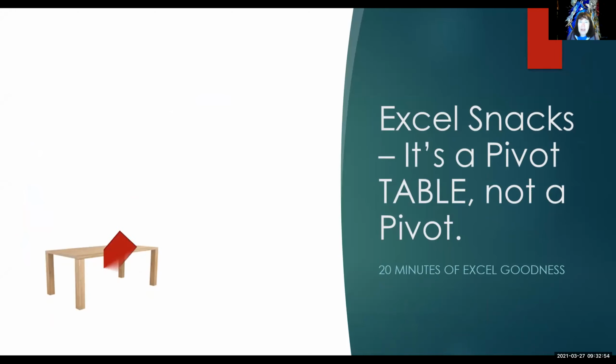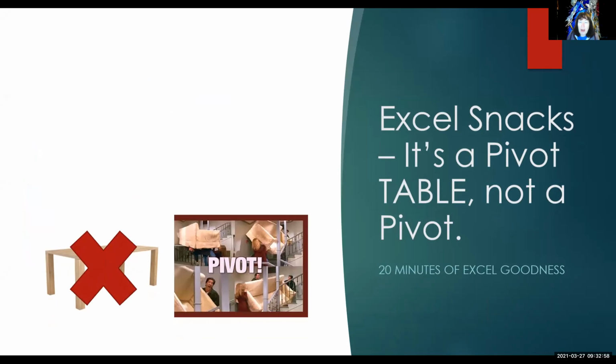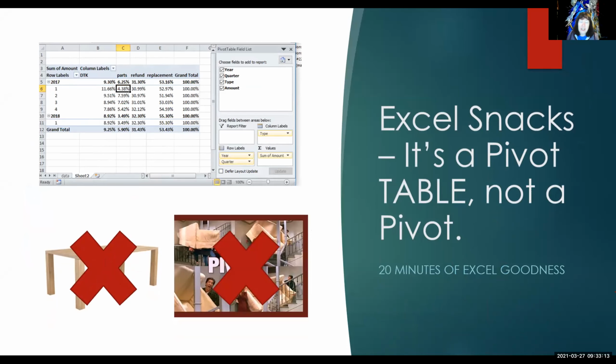So, is it a table? No. Is it a pivot? No. And where this comes from is those of you who watch Friends, you may be familiar with an episode where Ross is trying to bring a couch up the stairs, and at every corner he would yell, pivot. So, no, that's not it. But what this session is about is pivot tables, where you can summarize your data using Excel. So that's what we're going to be covering today.